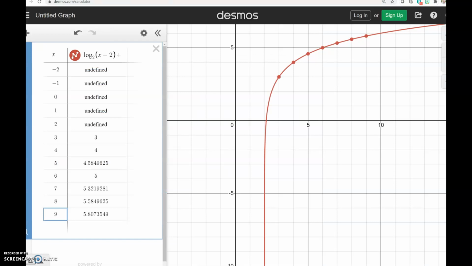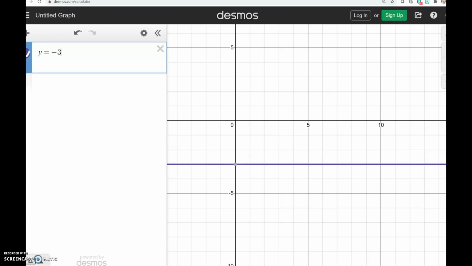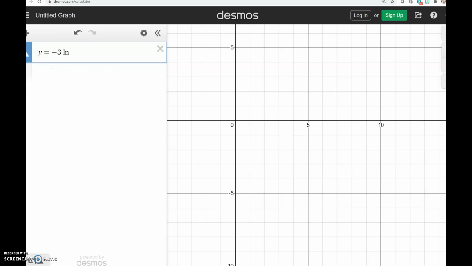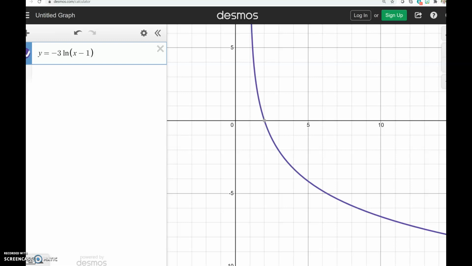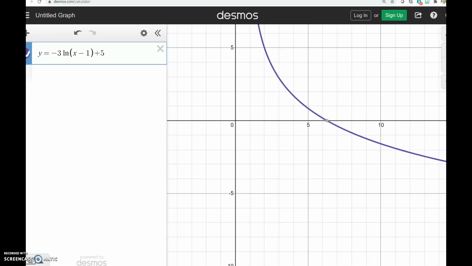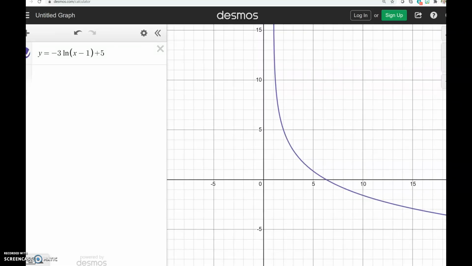So in Desmos, you can click this little x and just get rid of that graph that we already did. This one is f of x equals, or y equals, -3. You can just type in -3 ln, and it automatically makes that into that little ln function, parentheses, x minus 1, close your parentheses, plus 5. What I love about Desmos is that you really can just type that equation in. You don't have to know any fancy buttons, you just use your keyboard.